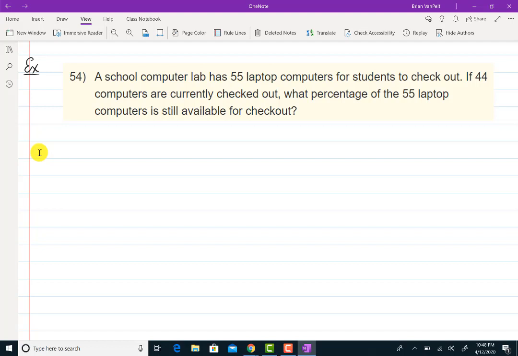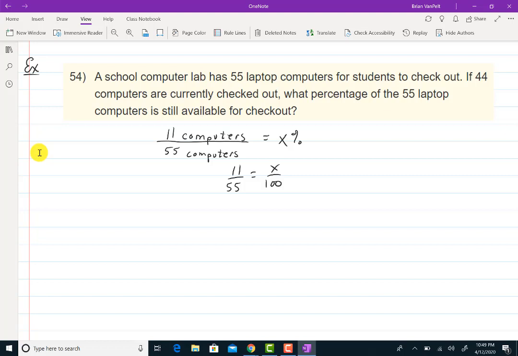So that leaves us with 11 computers left out of a total of 55 computers. That's how many are left. I'm putting the units just for helpfulness, I hope. Those will cancel out as you do the problem anyways. And this is supposed to equal X percentage. The computers drop out. We got 11 over 55 equals X over 100.